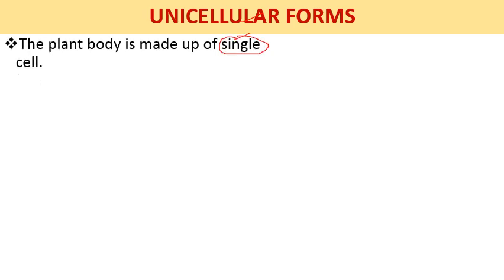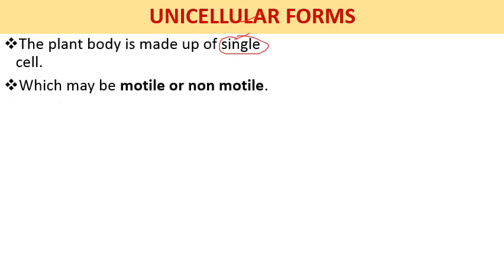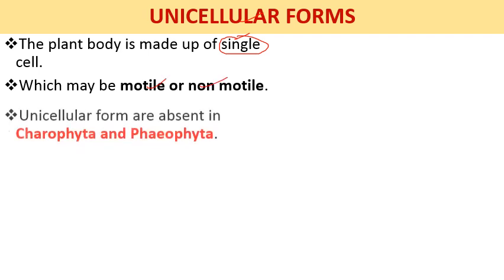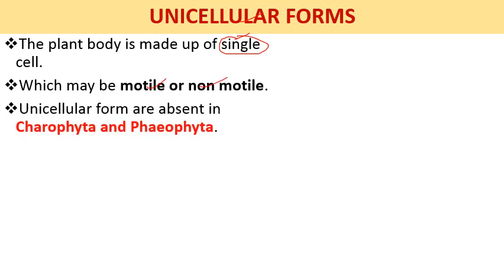इसमें जो plant body हो एक ही cell से बनी होती है. ये forms motile भी हो सकती हैं और non motile भी हो सकती हैं. If we talk about the exceptions, we have some exceptions. There are 2 divisions, that is Charophyta and Phaeophyta. Means this is the brown algae. इन दोनों divisions में जो unicellular forms are, they are absent.